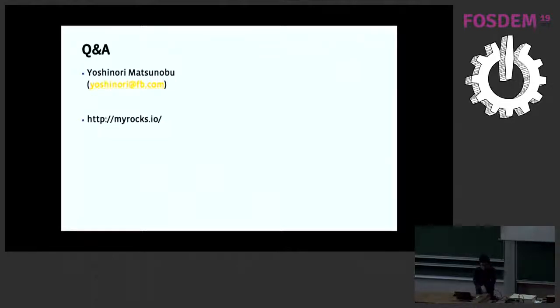But we don't use LVM, so we have not tested it yet. Technically, it's doing very similar things. RocksDB create checkpoint creates hard links, which is very close to creating a snapshot in LVM. I don't know if there are existing RocksDB users using LVM snapshots, but I think it's doable. Okay, thank you.